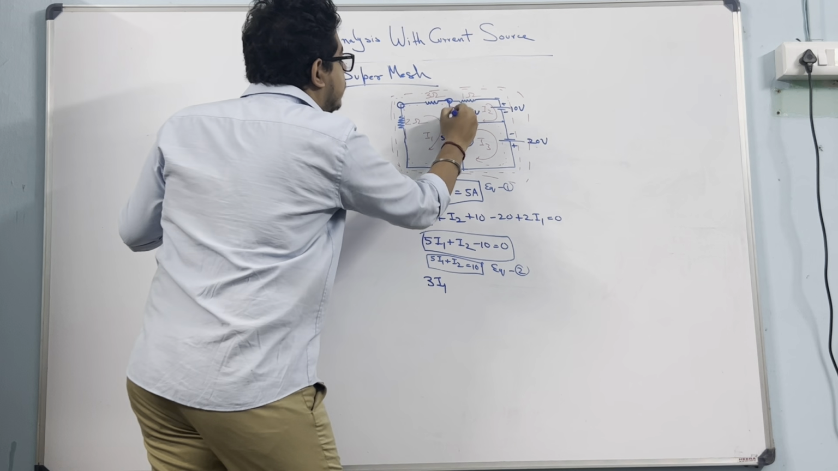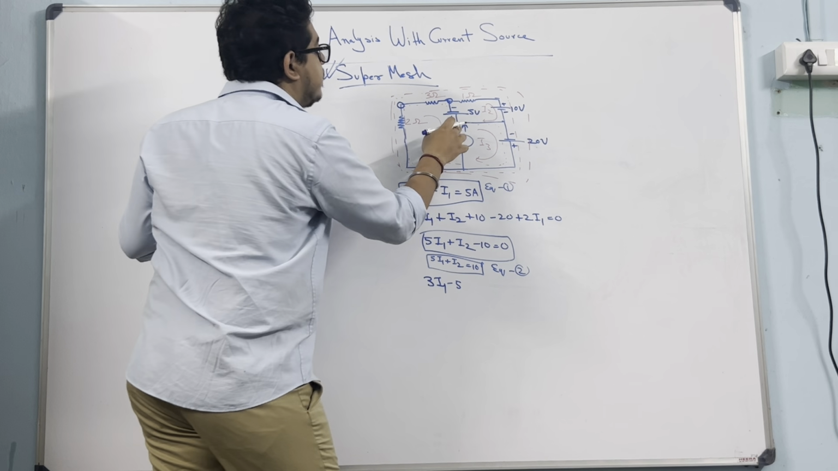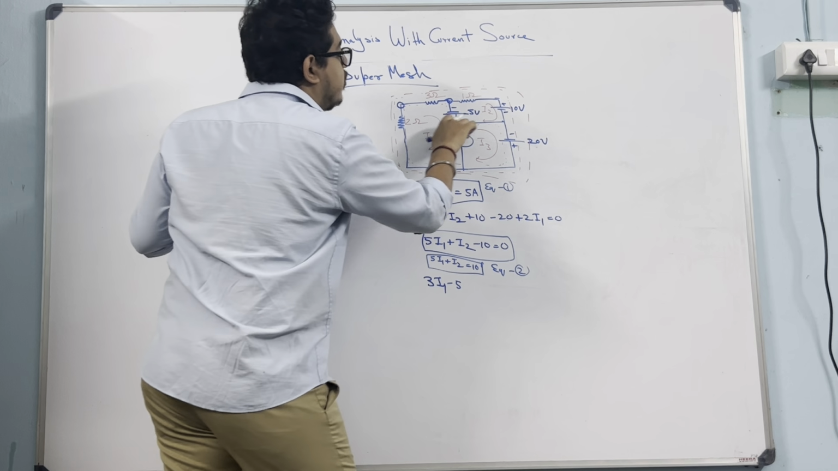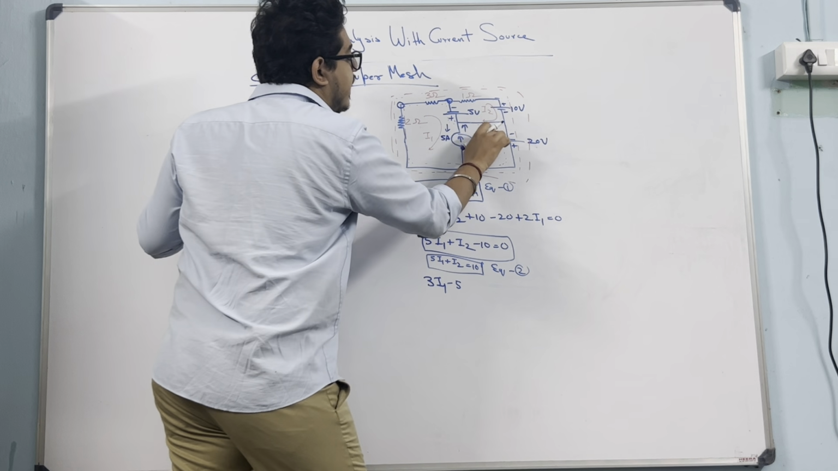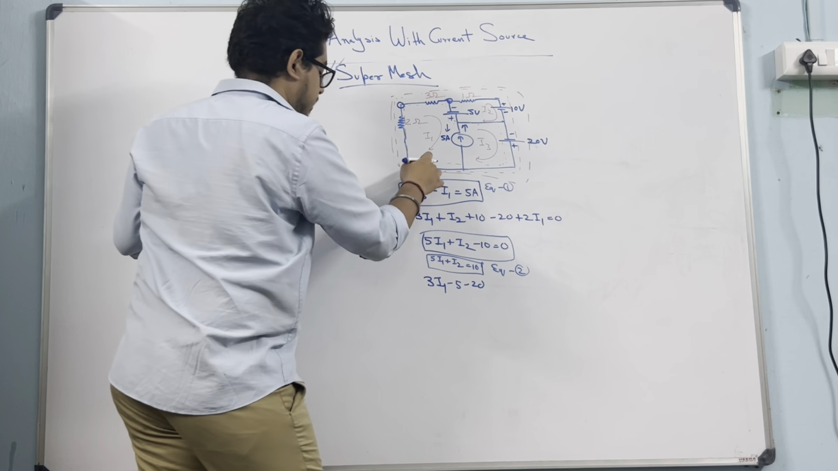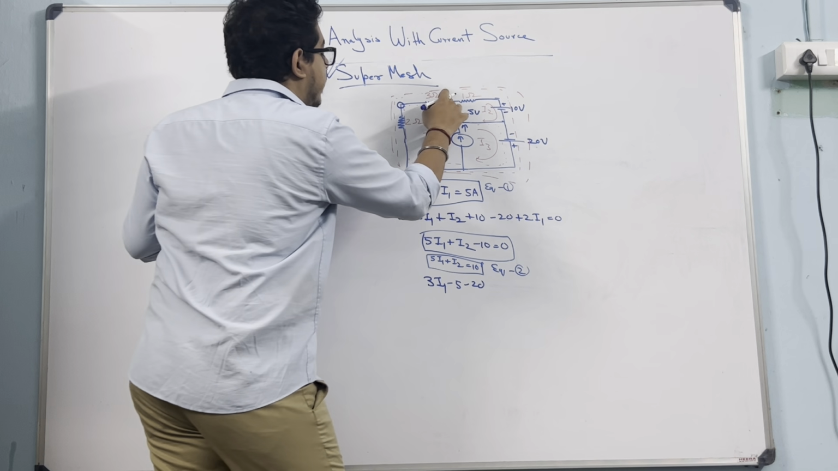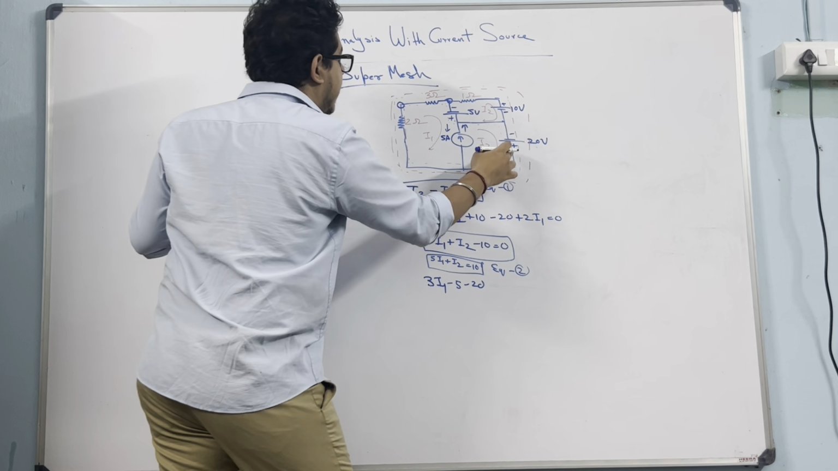Coming from this to that, I hit the minus first. Minus 5 volts. Now I have to go like this because I have to avoid this, because there is a current source. So I am going like this. Again I hit the minus sign first. Minus 20. Coming like this. Right. Went like that. Okay. And now I am coming like this.